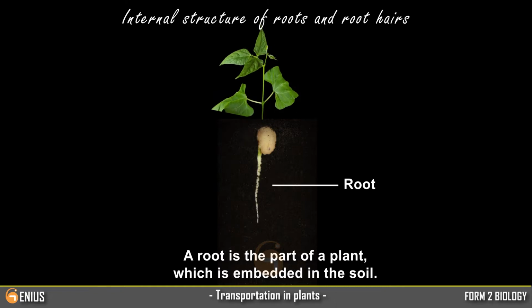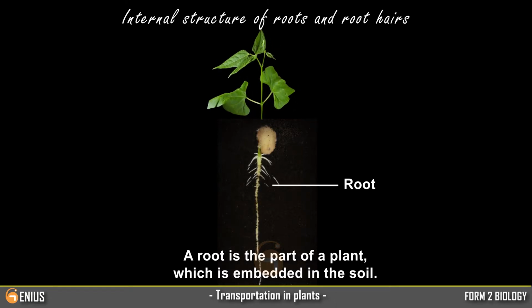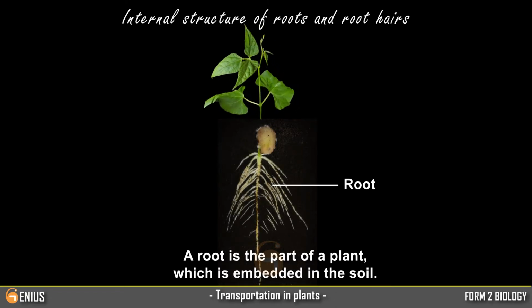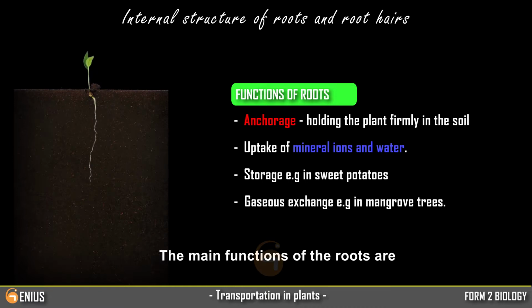A root is the part of a plant which is embedded in the soil. The main functions of roots are holding the plant firmly in the soil, and uptake of mineral ions and water. However, some specialized roots perform other functions like storage, as in sweet potatoes, and gaseous exchange in mangrove trees.